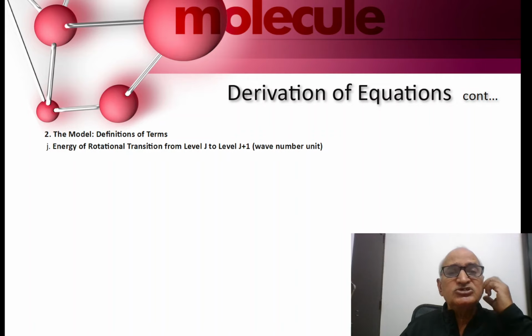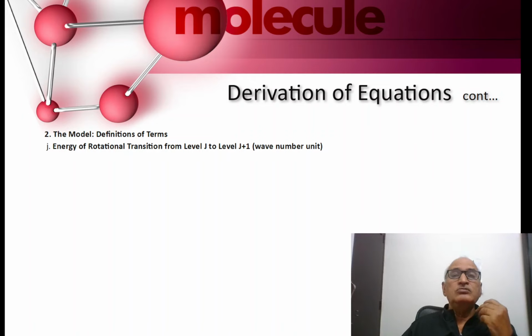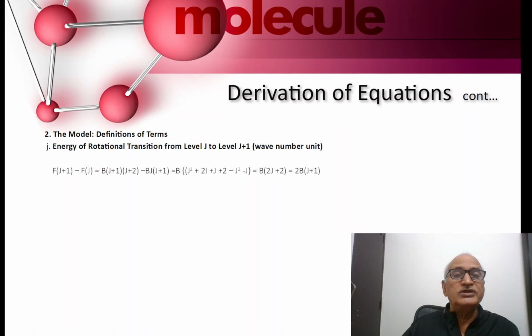Energy of rotational transition from level J to level J plus 1. As I told you earlier, if the molecule fulfills the conditions, that is the dipole moment condition, and it is exposed to infrared, far infrared and microwave radiation, it can absorb radiation. Then the molecule will be rotationally excited from a given level J to the next higher level, J plus 1. We need to calculate the frequency for this transition. So from the higher frequency, subtract the lower frequency, and finally we reach the expression 2B(J plus 1).